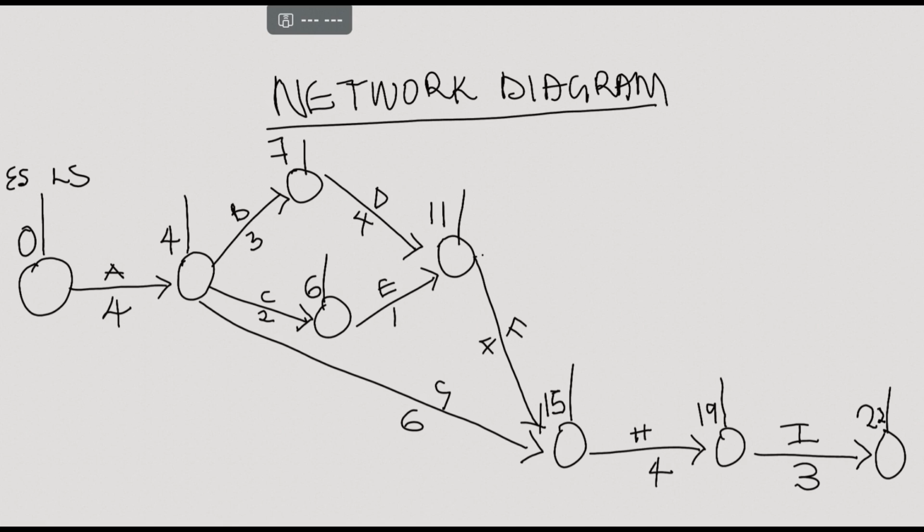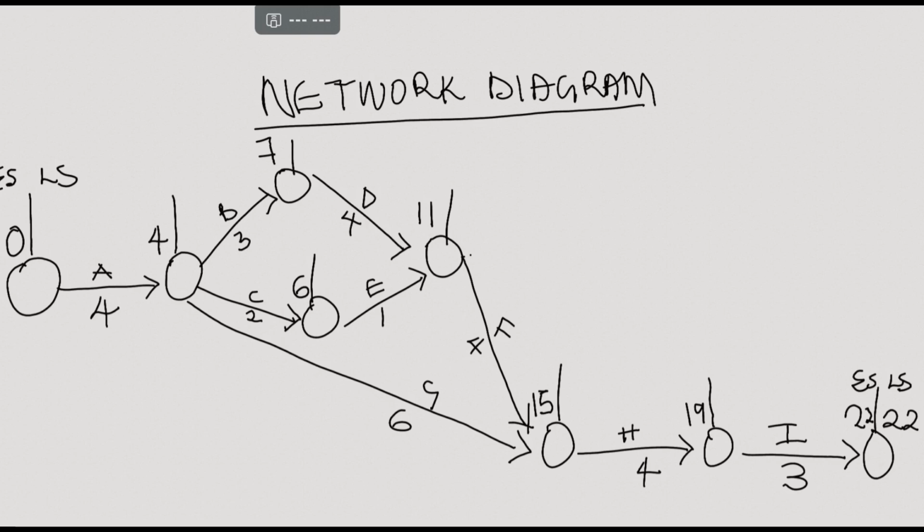Then that means this is ES and LS. That means your earliest starting time is 22. For the backward pass, 22 minus 3 is 19. 19 minus 4 is 15. Then you come here, 15 minus 6 is 9, but just keep it in your mind.